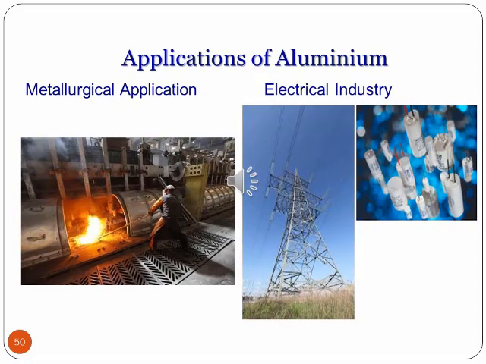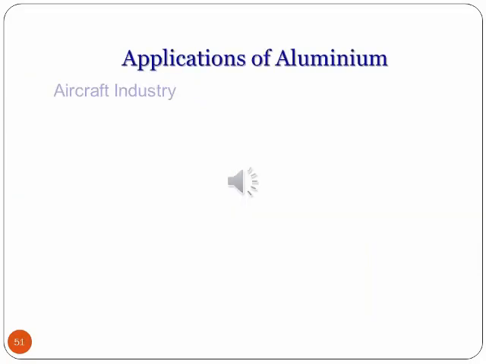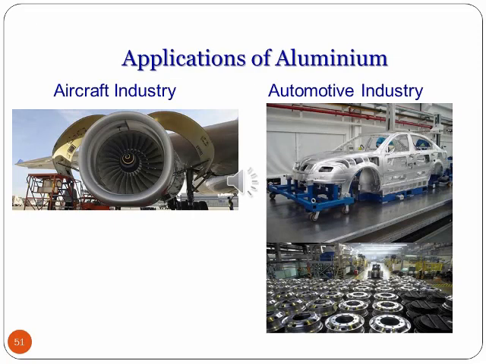Here are some of the pictographic views of applications of aluminum. You can see it in metallurgical applications, in electrical industries, in aircraft industries, and in automobile industries for manufacturing the frames of the body, integral parts of the body. Because of its high strength to weight ratio, we can have lower weight and, at the same time, higher strength. Hence it is widely utilized in the aircraft industry.